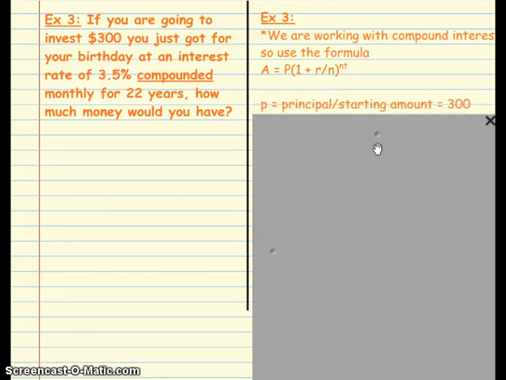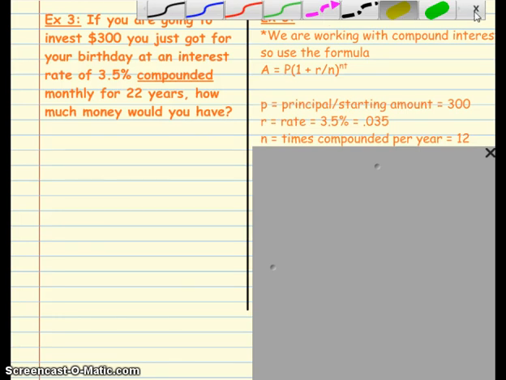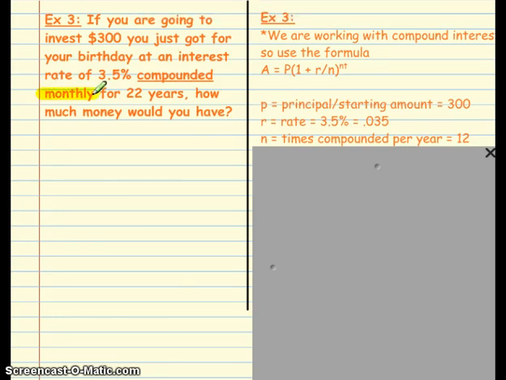Alright, defining our variables, P is our principal, our starting amount. In this case it's our $300 we are starting with. The R is the rate, 3.5%. Turning that into a decimal is 0.035. N, the number of times compounded per year. It says it's compounded, let me get my highlighter here. It says it's compounded monthly. And monthly means that it's going to happen once a month. So that's going to be 12 times because there's 12 months in the year. So it's going to be compounded with the number 12 for our N. And T is the number of years, which it says 22 years.